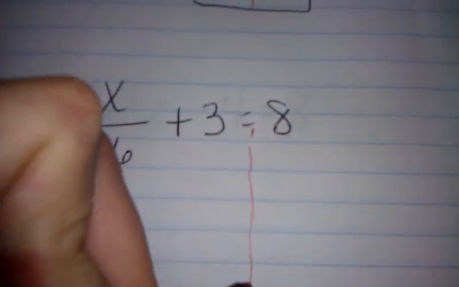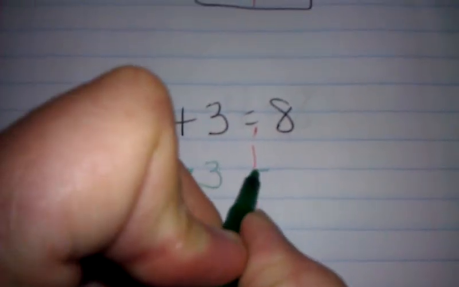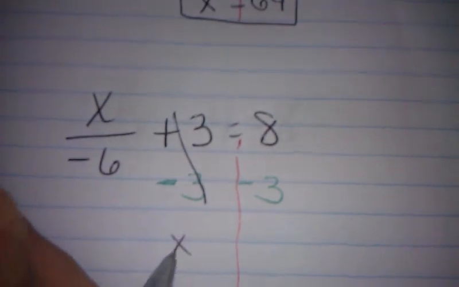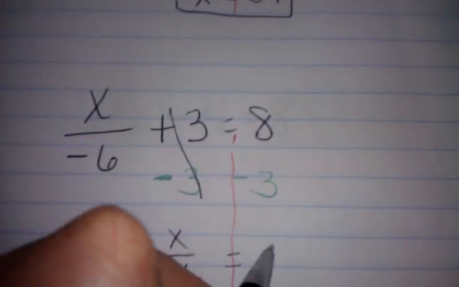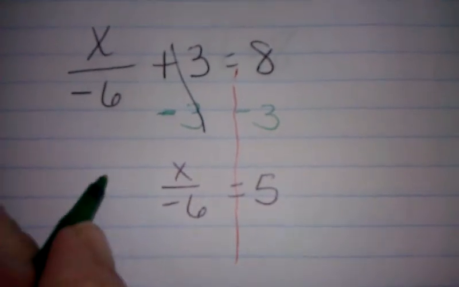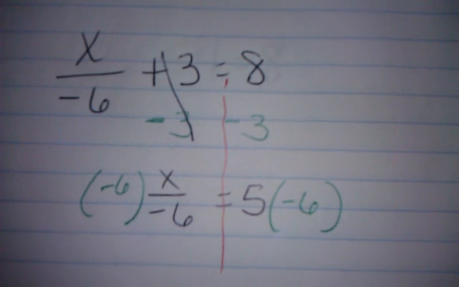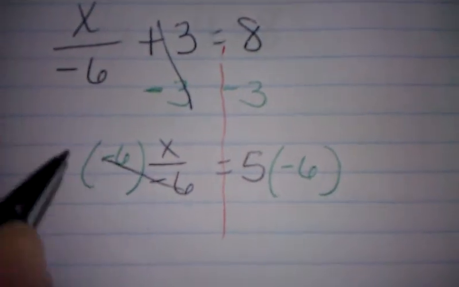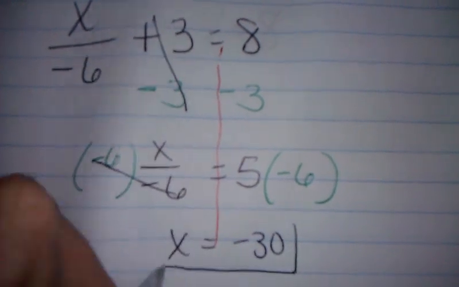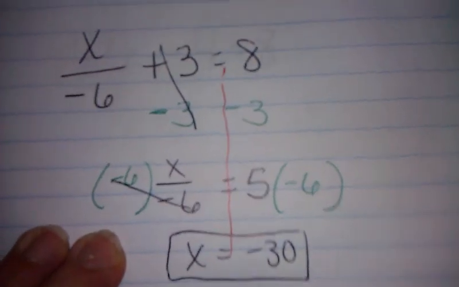I'm going to draw my dotted line. You should have subtracted 3 from each side. I get x divided by negative 6 equals 5. Well, the opposite of divide is multiply, so I'm going to multiply each side by negative 6. These cancel, and I get x equals negative 30. Again, you can check it the exact same way in the calculator.